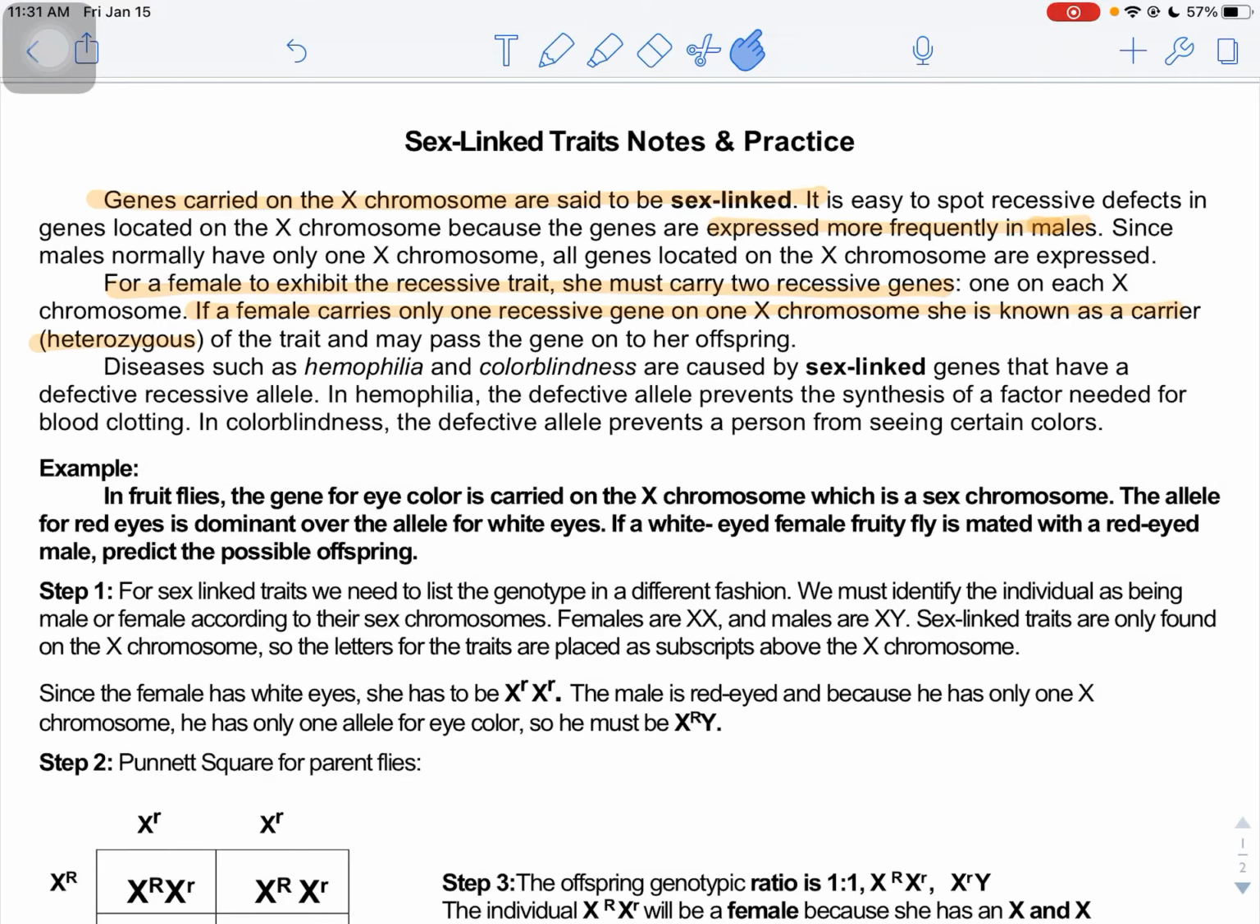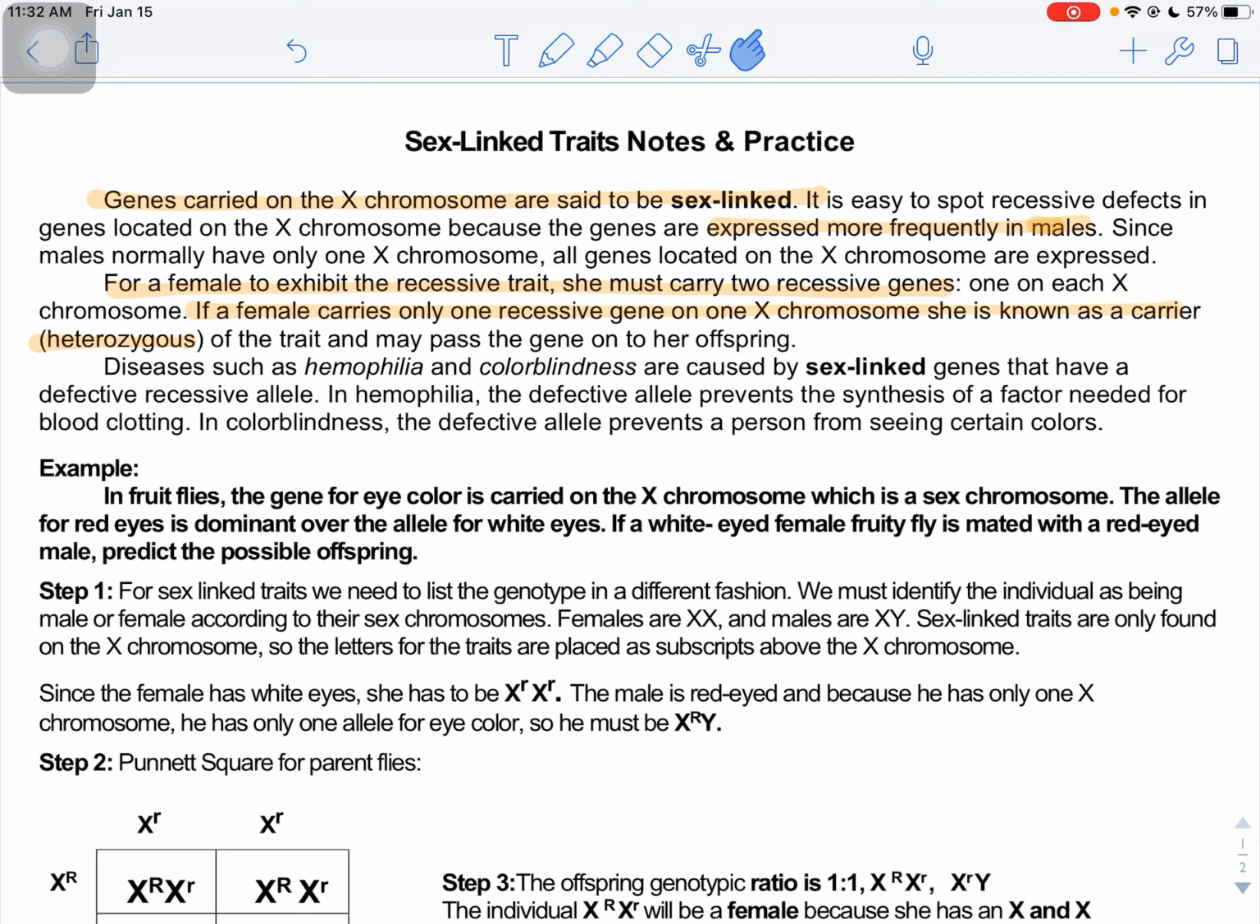Okie doke. So now you have watched the Amoeba Sisters video that talks about sex-linked traits and some of the differences that we see with creating these Punnett squares and why we actually have specific traits that are only found on those sex chromosomes. So quickly, I want to go through just a few notes so that you have time to work on a couple of practice problems so that you can actually see one being worked out just like we would do in class.